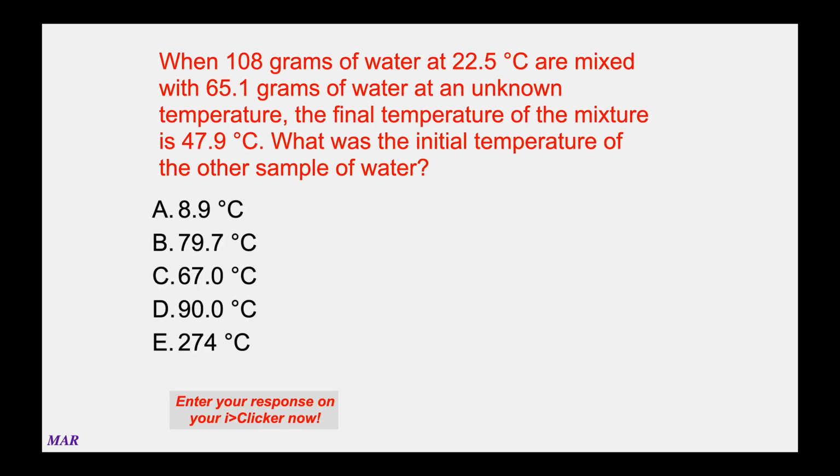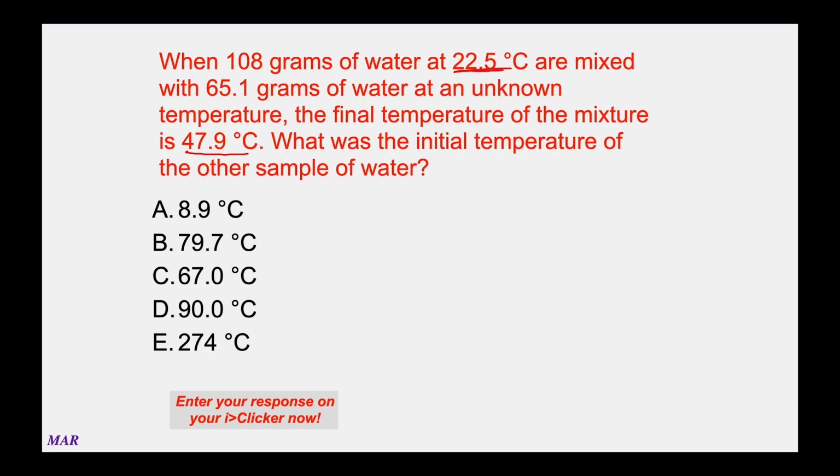When 108 grams of water at 22.5 degrees Celsius are mixed with 65.1 grams of water at an unknown temperature, the final temperature of the mixture is 47.9 Celsius. What was the initial temperature of the other sample of water? Okay, so in this problem, we have a cold system, 22.5, and we have water at an unknown temperature. But the reason I said it was cold is the final temperature, 47.9 degrees. So notice that the cold 22.5 went up to 47.9.